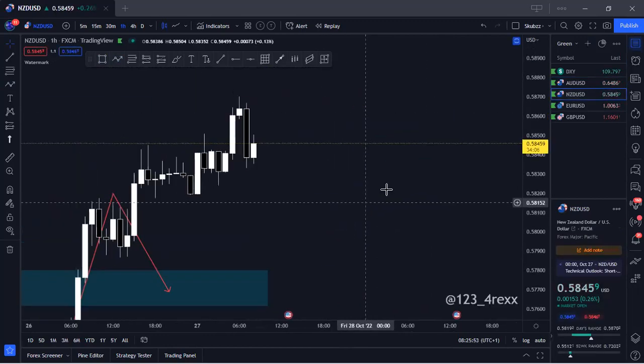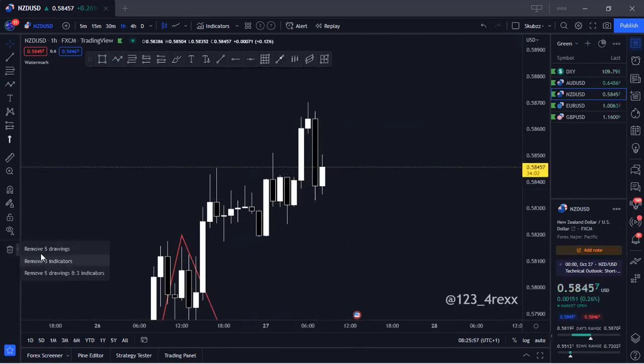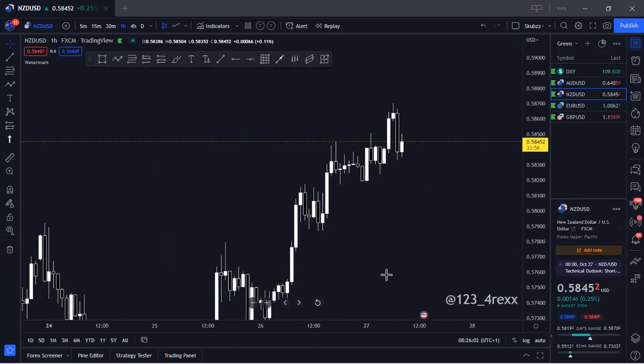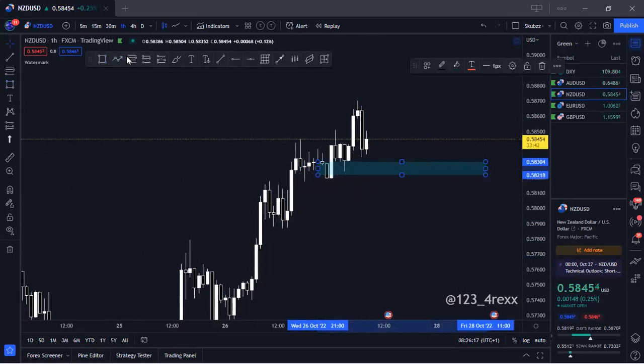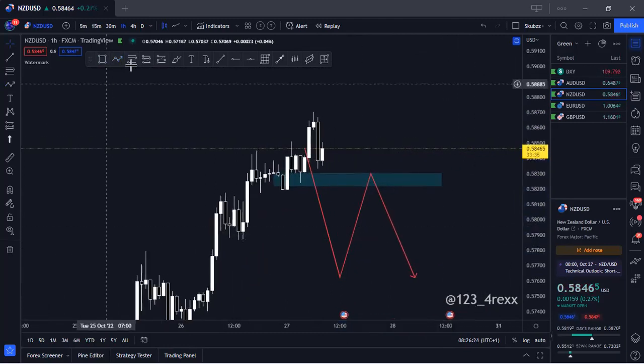NZDUSD, how is it? Man, this is really tricky. Structure-wise, push up, pull back, and then we broke above, and now we're trying to come down. What I'll basically do now is watch out for these lows here, this whole area. If I can get a clear break of structure below, then I'll be looking to take a retest. So that's what I'll be looking out for on NZDUSD.